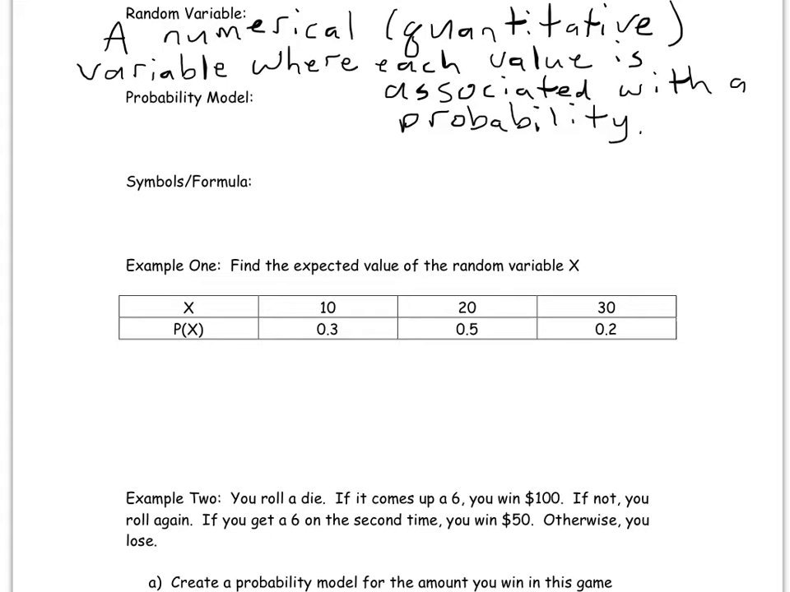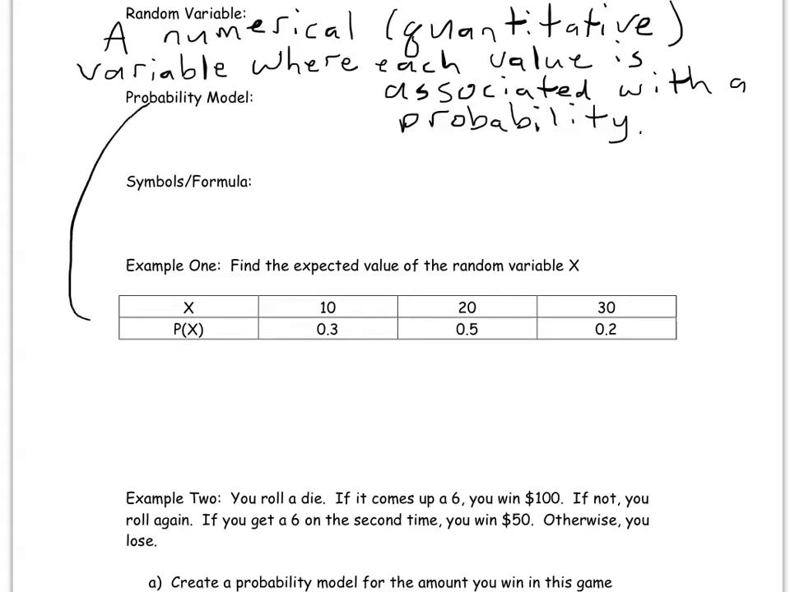So if we've got a random variable, the first thing to check is that we write down all of the possible values that the random variable can take, all of the numbers, and then for each value, we have to write down the probability that pairs or corresponds to that particular value for the random variable. So when we say something like a probability model, we just mean a table or a graph that has all of the possible values for the random variable and then all of the probabilities that go with the random variable.